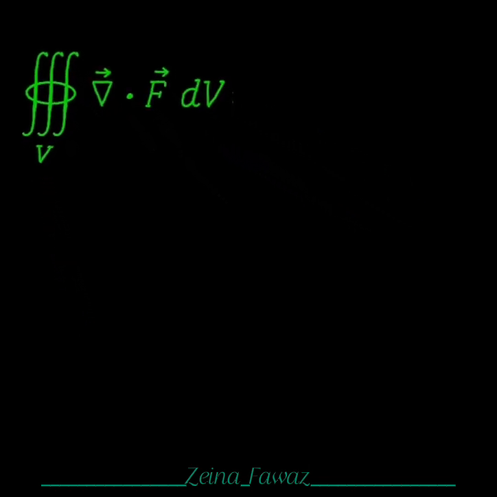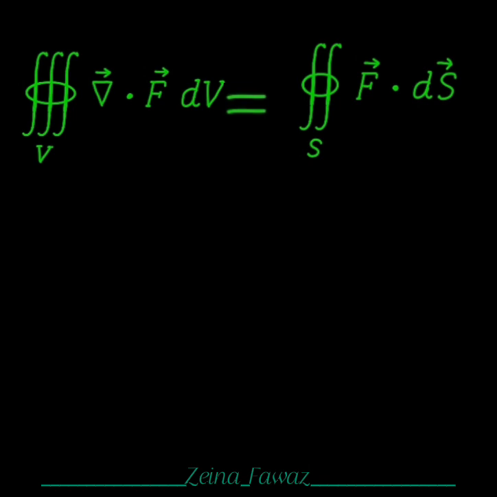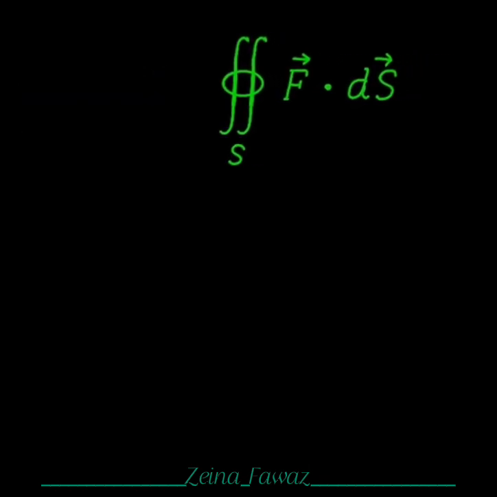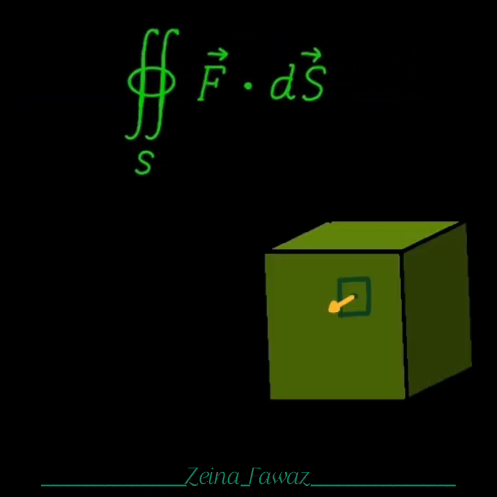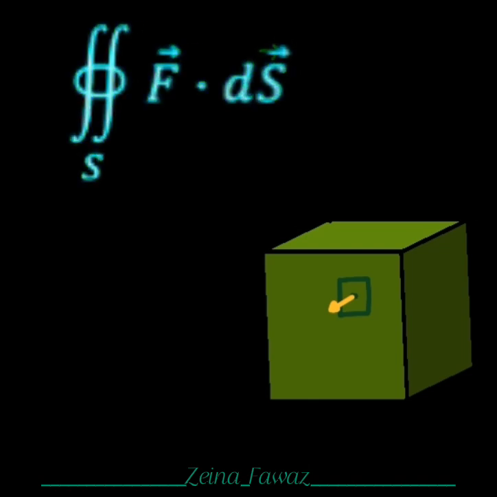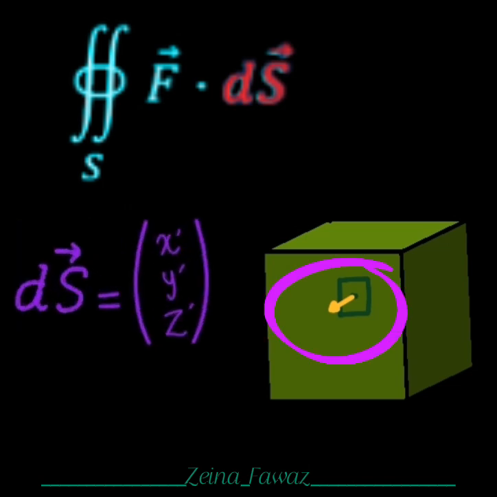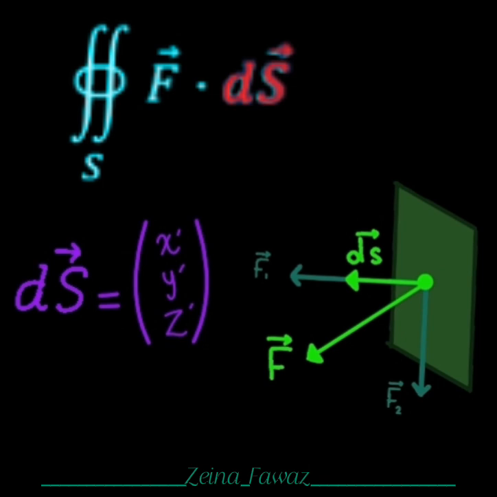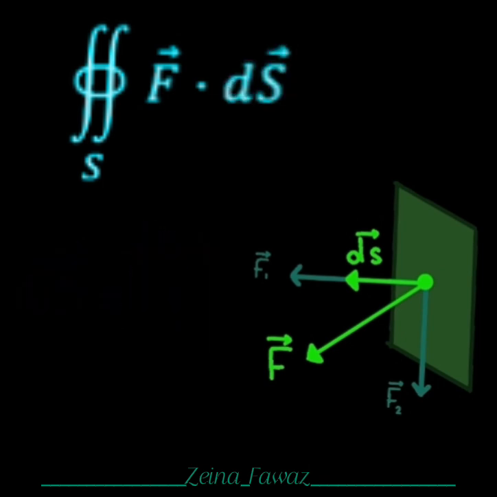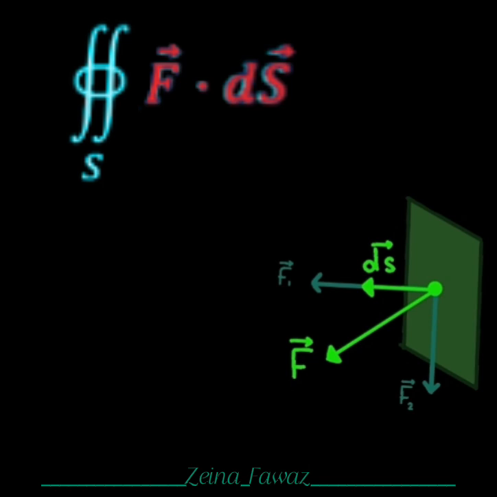And now let us jump to the second part of the equation, which is the surface integral. As you can see, dS is the infinitely small surface element of S. Its magnitude is the area of this element. Keep in mind that dS is a vector orthogonal to the surface S. Another thing to pay attention to, we have a scalar product between the vector field F and the orthogonal vector to the surface, which is dS.